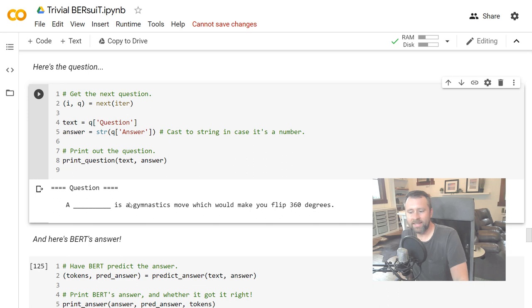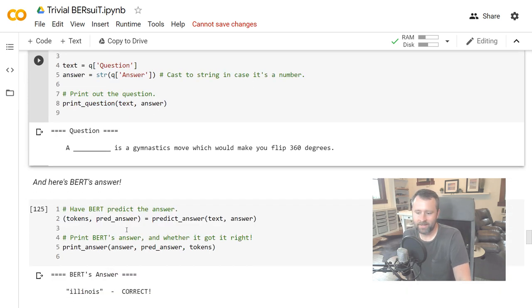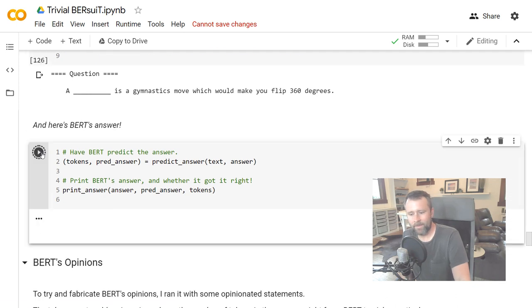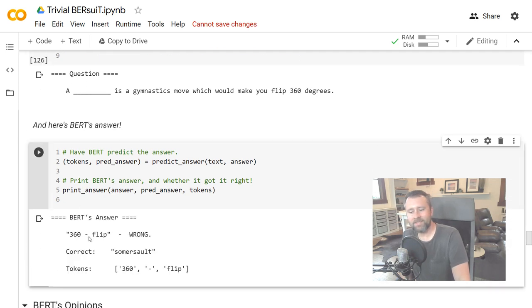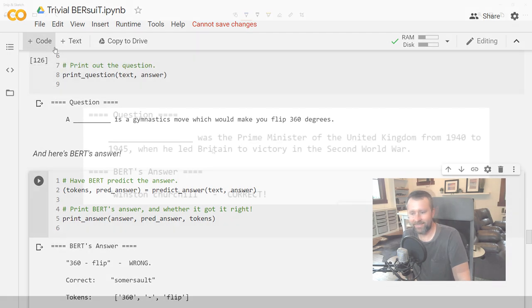A blank is a gymnastics move which would make you flip 360 degrees. All right. So maybe just from context, gymnastics, flip... What is it? 360 flip. Nice. That's a pretty good answer. We're looking for somersault, but 360 flip, that's technically correct.